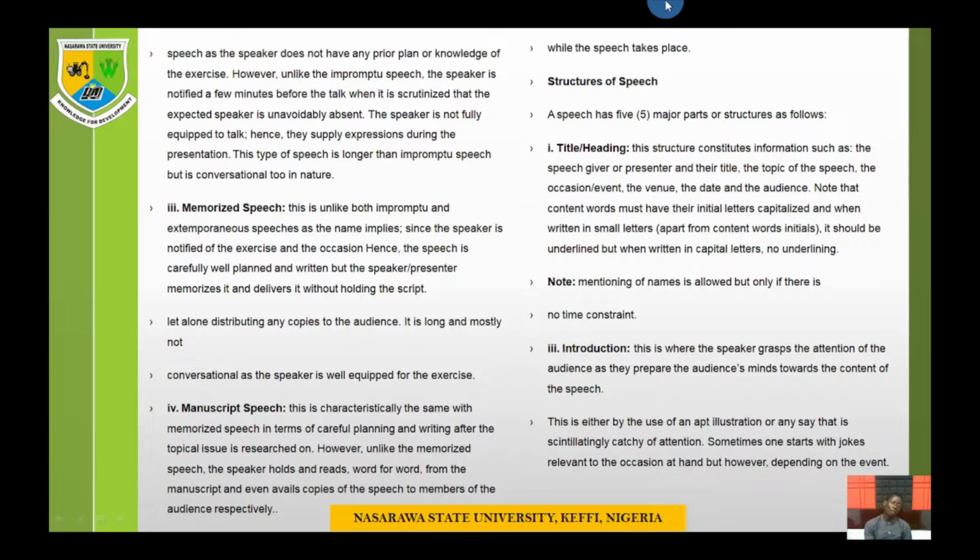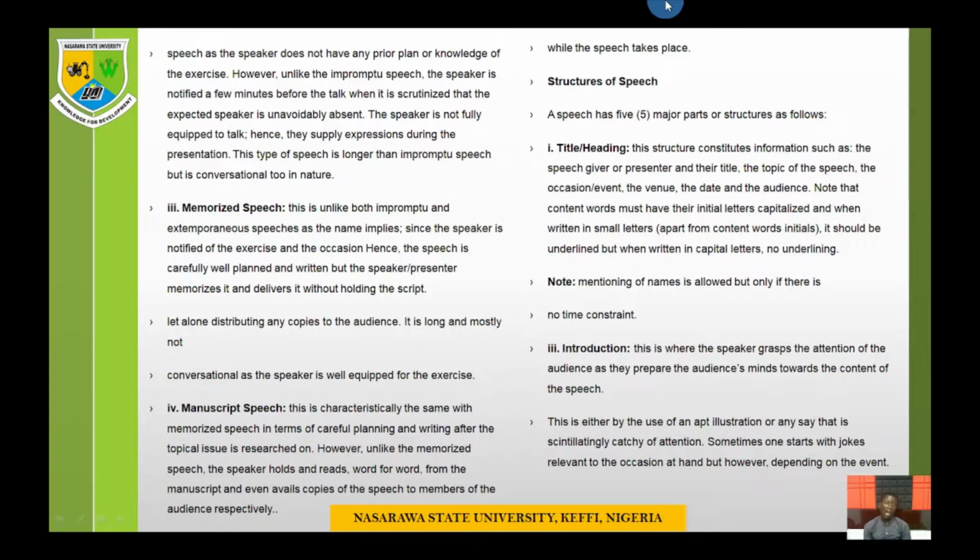And you don't even give copies to anybody; nobody would even notice that you have memorized it. But definitely we will know it is a memorized speech because you are not conversational in the way you present, because you are prepared, unlike those ones we explained. And we say the presenter is well equipped as they embark on rehearsals to find out what to do and to prepare and get equipped before the presentation.